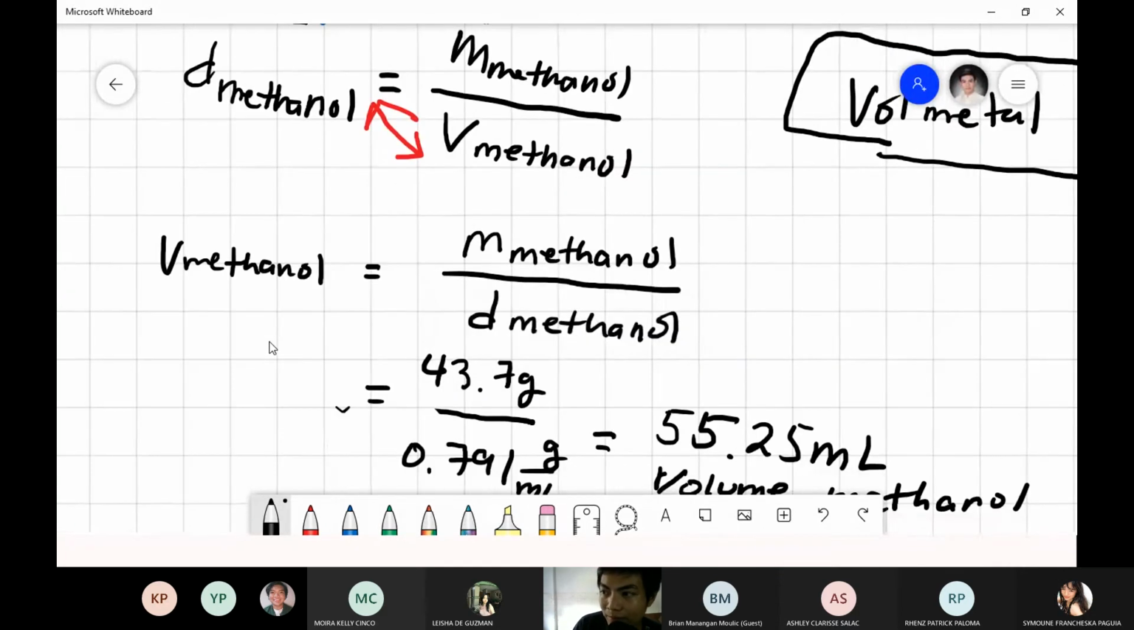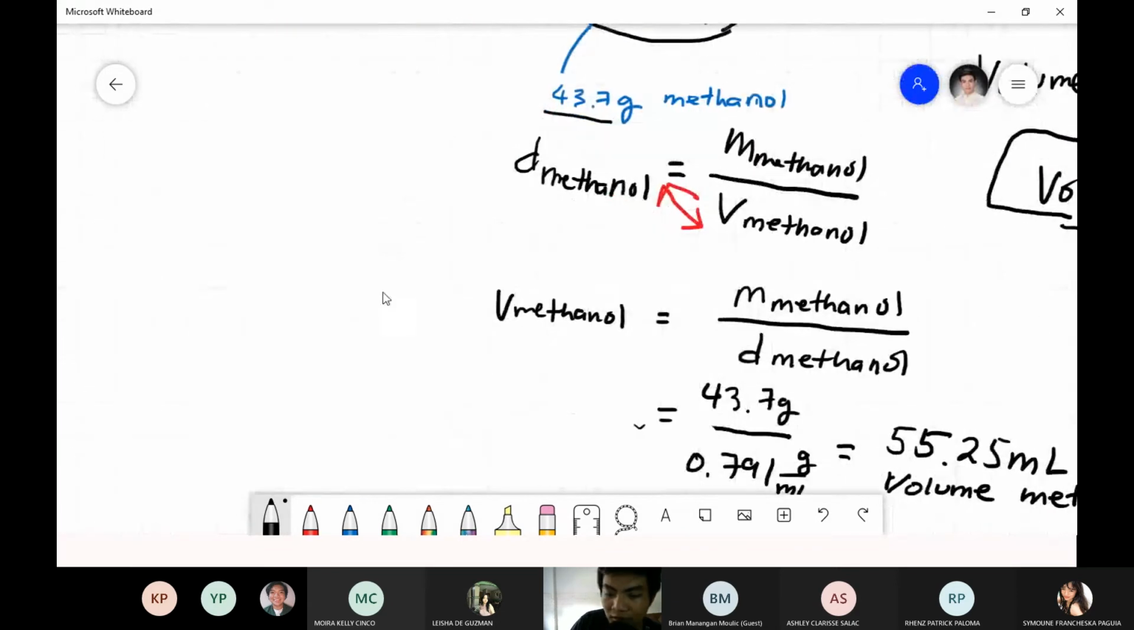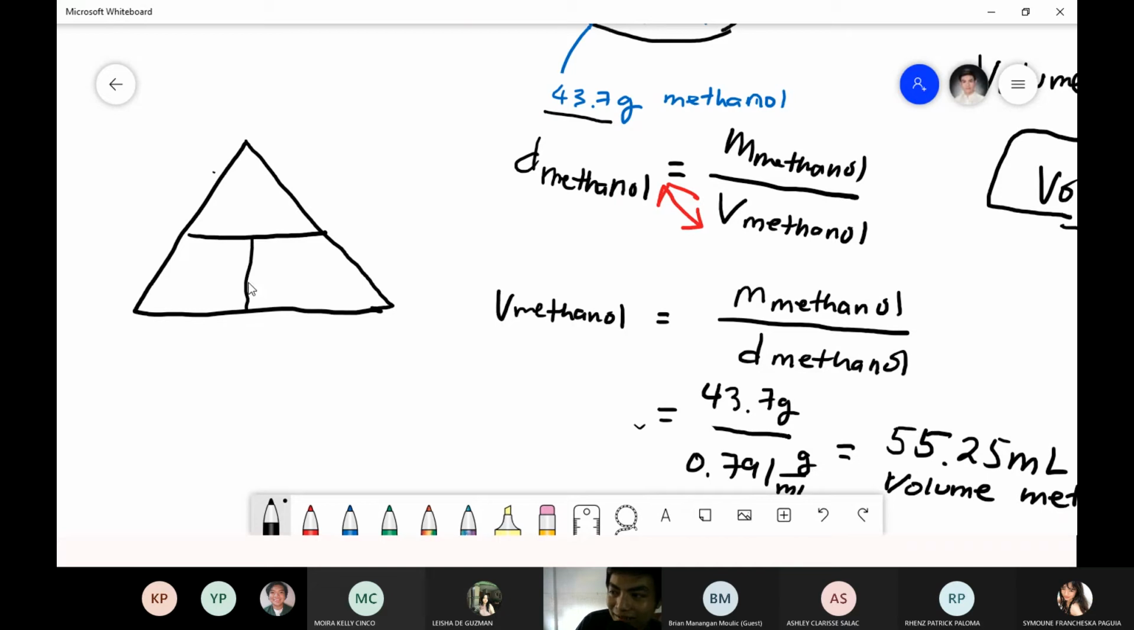Then yan, plug in na. Bigyan ko kayo ng technique. Although, feeling ko alam na ng iba to sa inyo. Triangle. Sa chemistry, maraming triangle. Hindi ko alam kung gawa ng Illuminati o. Okay.